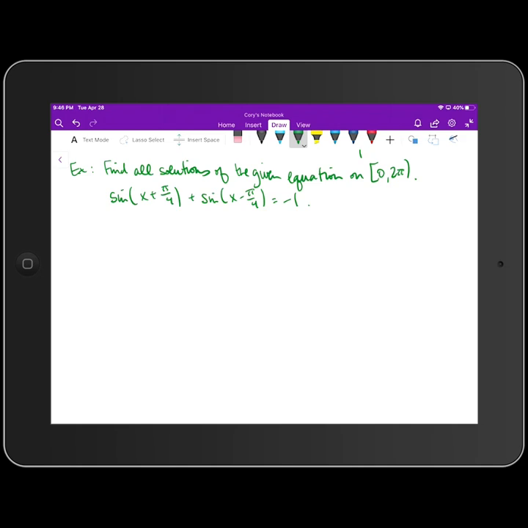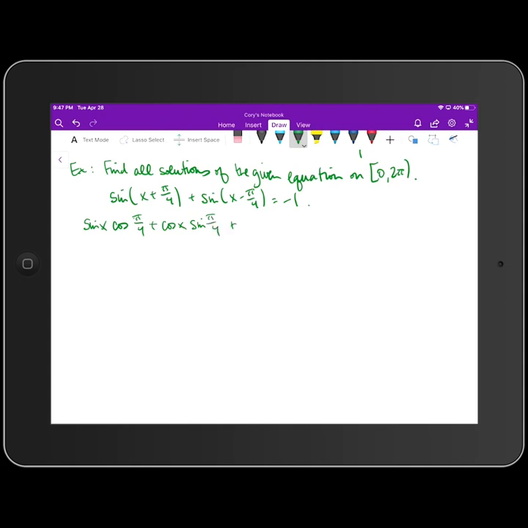And we're given the sine of x plus pi over 4 plus the sine of x minus pi over 4 is equal to -1. So for us to be able to solve here, we're going to have to use the sum formula for that first sine expression and the difference formula for the second one. So when we use the sum formula, it's going to be the sine of the first times the cosine of the second plus the cosine of the first times the sine of the second.